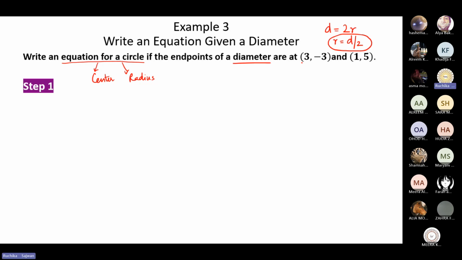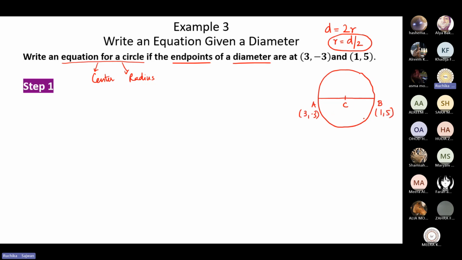Okay, now in this question, what is given to you? You are given the endpoints of the diameter. So if I draw a rough figure for you, just look at what I'm drawing. I'm drawing a circle, then I'm drawing the diameter. Now, do you all know diameter passes through the center? Yes. So this is like my endpoint. So for example, the first point is (3, -3), the next is (1, 5).